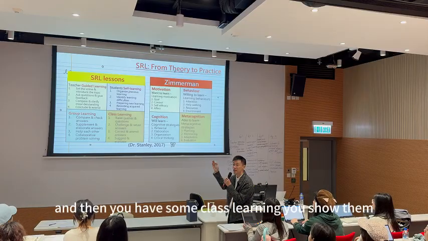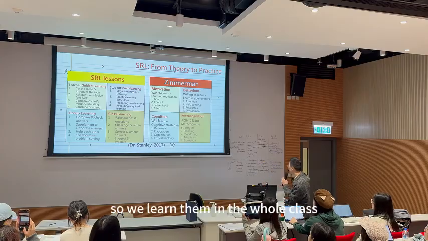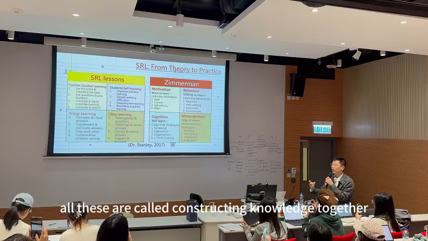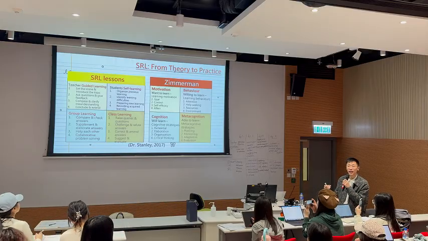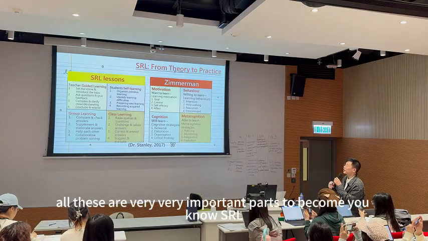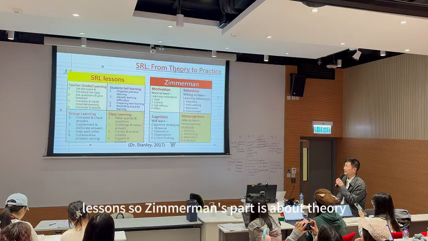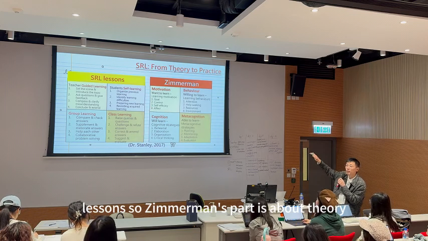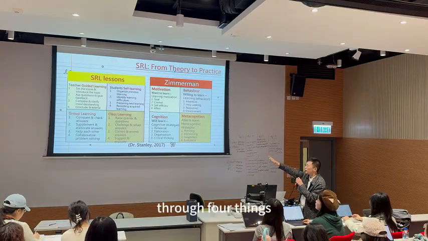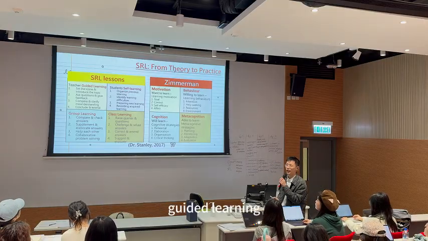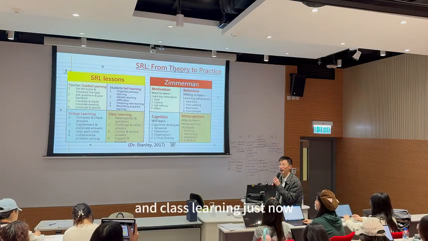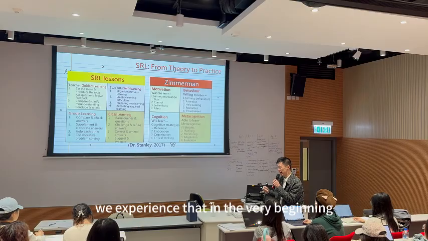And then you have some class learning. You show them. So we learn them in the whole class. All these are co-constructing knowledge together. Do you see what I mean? Okay, so all these are very, very important parts to become SRL lessons. So Zimmerman's part is about theory, but how can you translate that into more practical ways? Through 4 things: guided learning, self-learning, group learning, and class learning. Just now we experienced that.